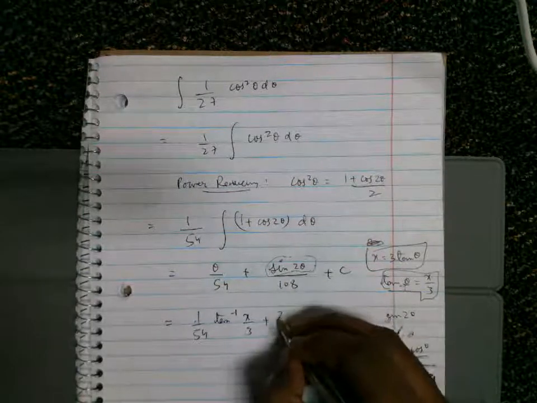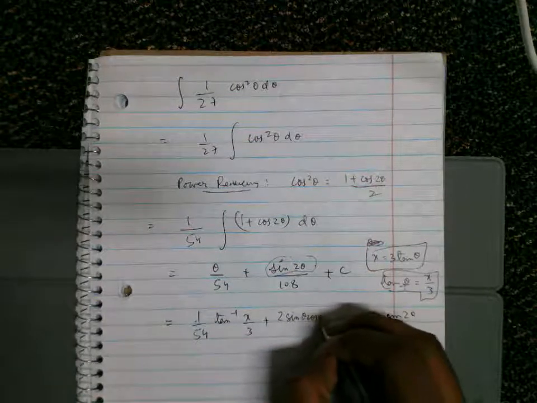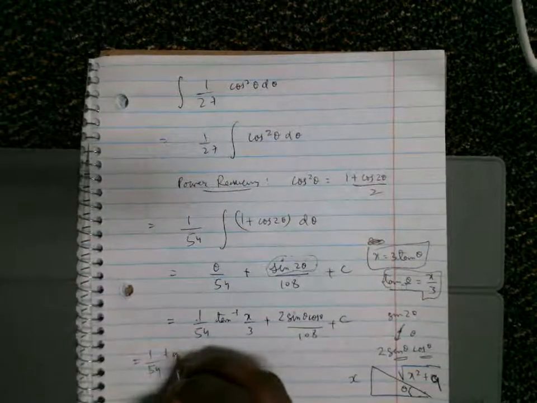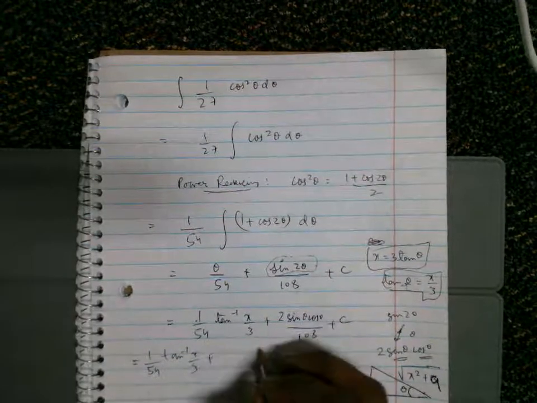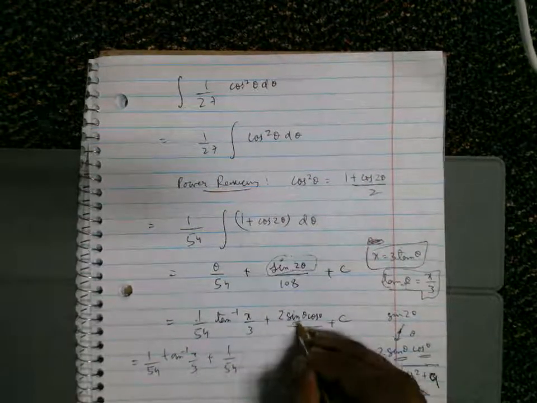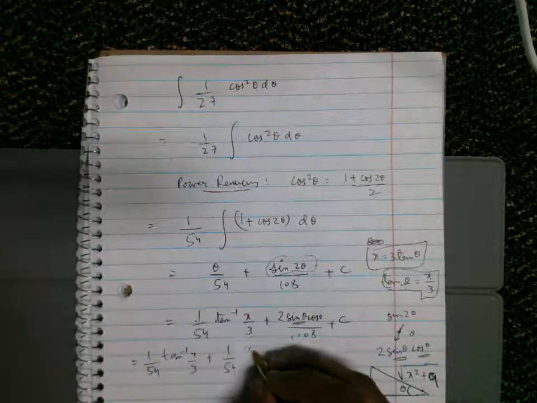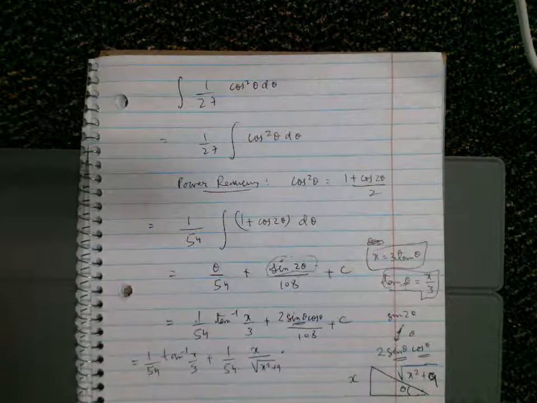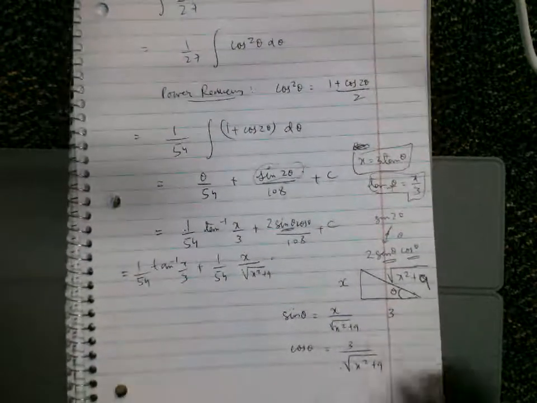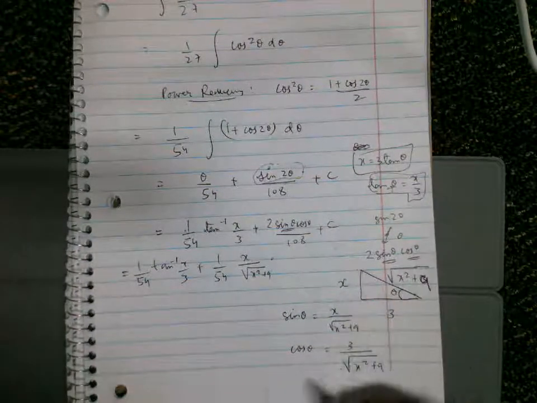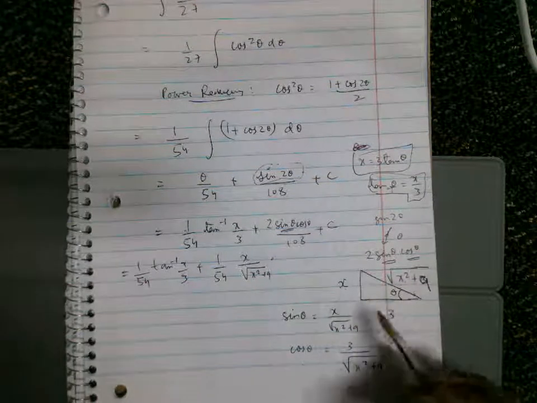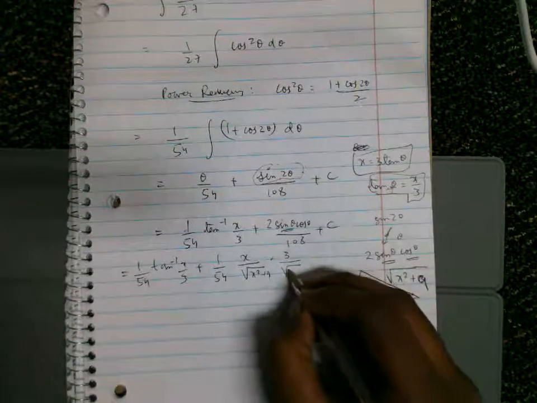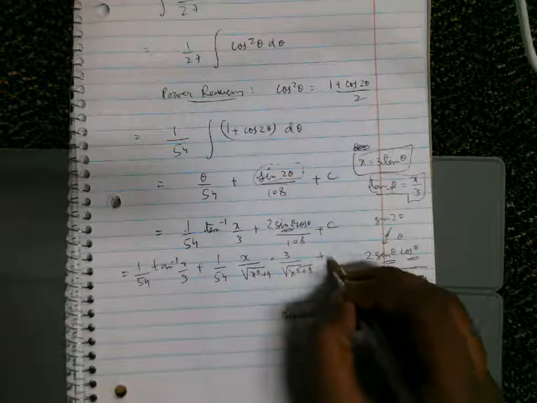So we know that this is equal to 2 sine theta cos theta by 108 plus c. So this is equal to 1 by 54 tan inverse x by 3 plus 1 by 54. The value of sine theta, sorry, sin theta was x by square root x square plus 9, and cos theta from this triangle is equal to 3 by square root x square plus 9, and then plus c.